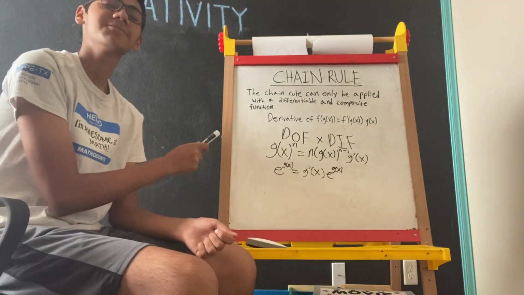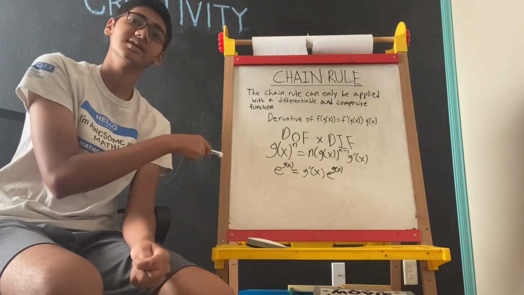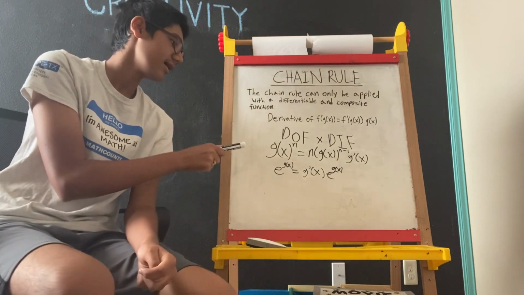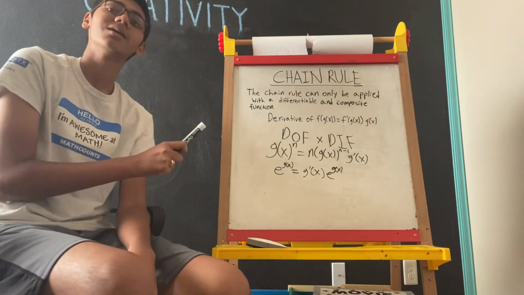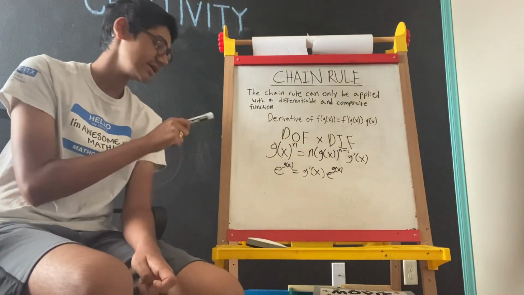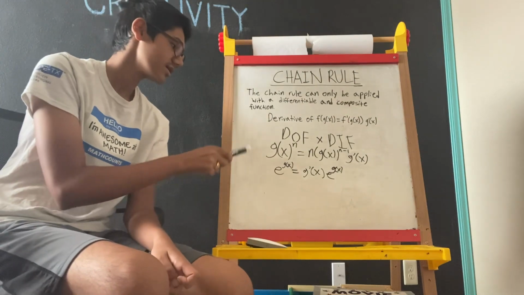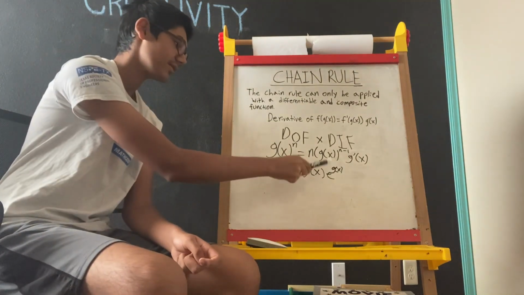The power and exponential rules of the chain rule include g of x to the power of n, which is the exponent, equals n multiplied by g of x to the power of n minus 1 multiplied by g prime of x. And the rule for finding the derivative of e to the power of g of x equals g prime of x multiplied by the original function, which is e to the power of g of x.